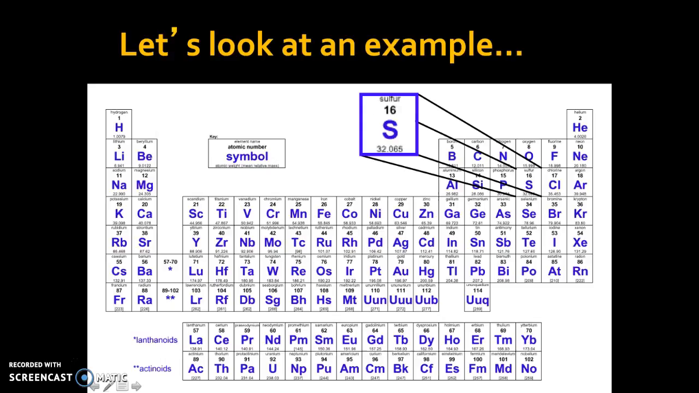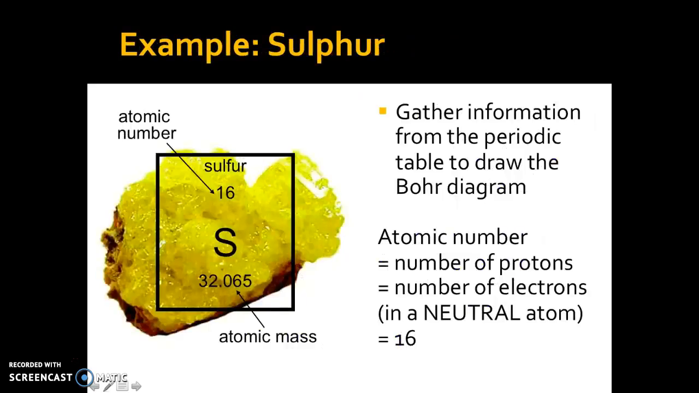So let's take a look at this example. We have sulfur. To get the information from the periodic table, and so you can draw the sulfur Bohr model. You know the atomic number, which is the same as the number of protons, which is the same as the number of electrons if it's in a neutral atom. So for our purposes, it's 16. This is the atomic number, 16. The atomic mass, we round to the nearest whole number. So the mass is 32.